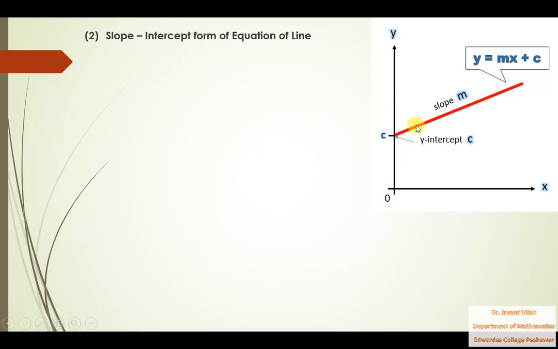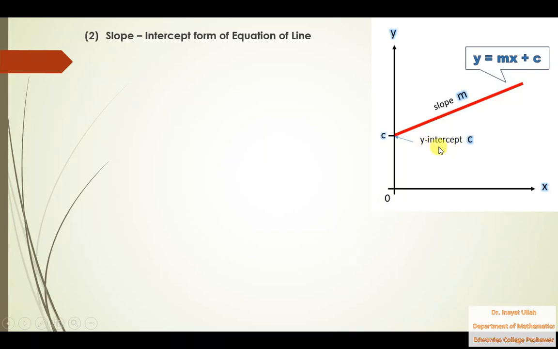For example, this is a line. We see here that this line crosses the y-axis at a distance c along the y-axis. From 0 up to there, this is a distance c. So this line crosses the y-axis at a distance c. This distance is called the y-intercept.